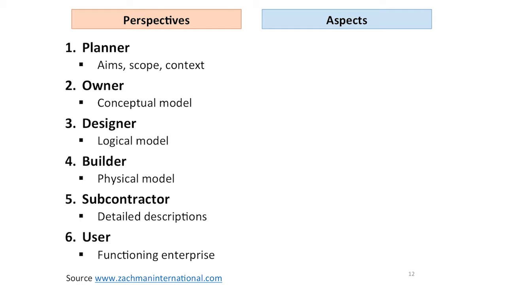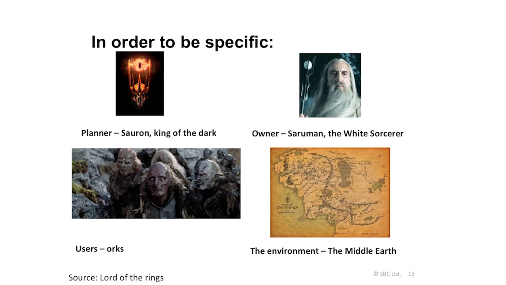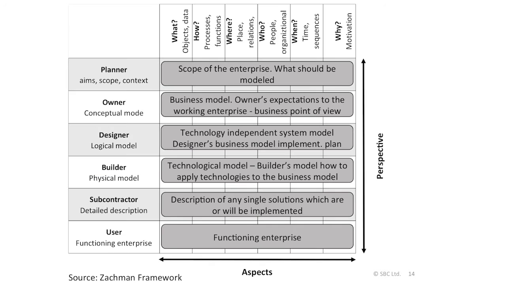The second dimension, aspects, provides 6 descriptive foci for the architectural artifacts, answering 6 very basic questions: what, how, where, who, when, and why. This slide depicts several perspectives according to the Zachman taxonomy, and to testify the architecture's origins are as old as the Middle Earth. This slide depicts Zachman's framework grid. Take a moment to look at it.